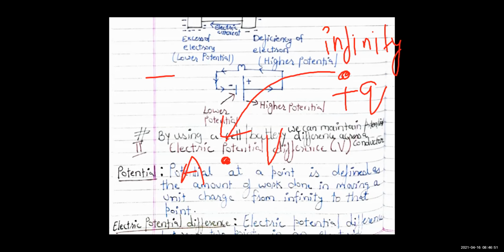Potential को symbol होता है बेटा V. So potential is nothing but work done. कितना work किया आपने? Upon किस पे work किया? Upon the charge in bringing it from infinity to a point. So this is your definition of potential, beta. That is, it is the amount of work done in moving a unit charge from infinity to a point, right? This is the definition for potential.